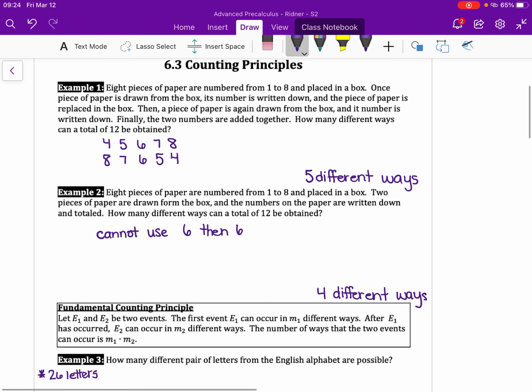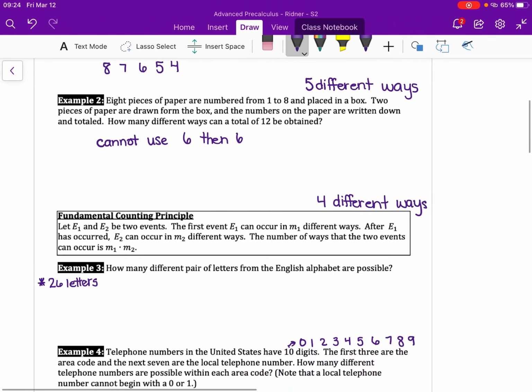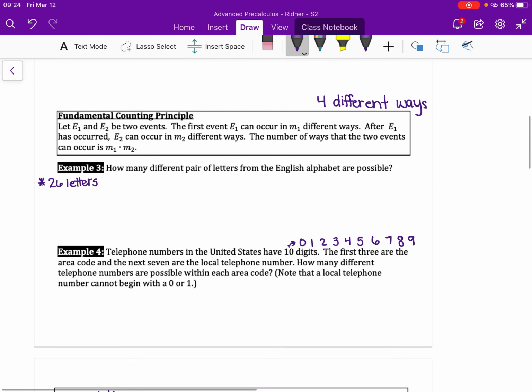Now, easy enough to do on your own when it's small numbers like that and you can think through. However, sometimes lists become more extensive and it's not feasible to list them out, but we still want to know how many ways there are. So, for example, how many different pairs of letters from the English alphabet are possible? It doesn't specify whether repeating is allowed, so we're going to assume that it is.